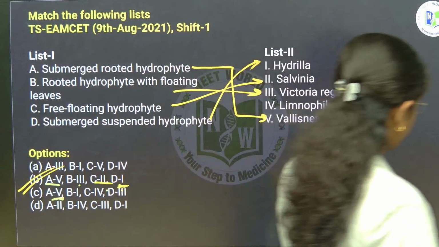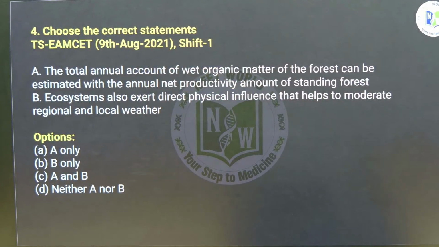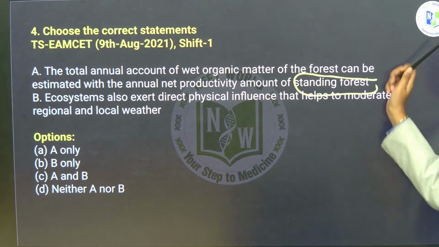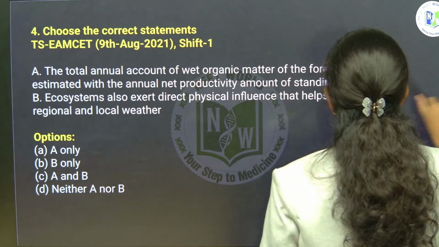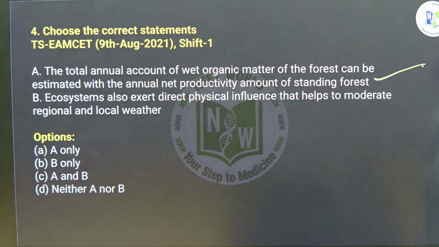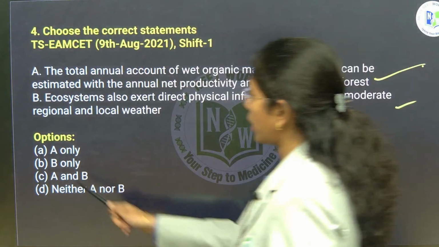Next question, choose the correct statement. The total annual account of wet organic matter of forest can be estimated with the annual net productivity amount of standing forest. True. Ecosystems also exert direct physical influence that helps to moderate regional and local weather. True. So, both A and B are correct over here.